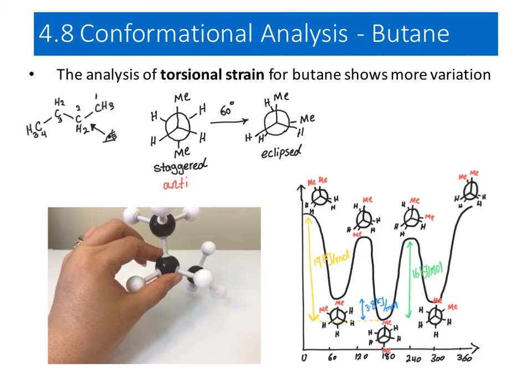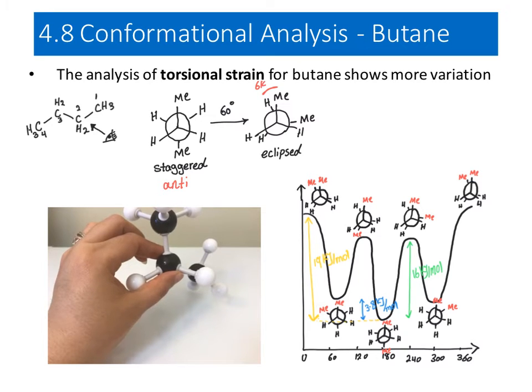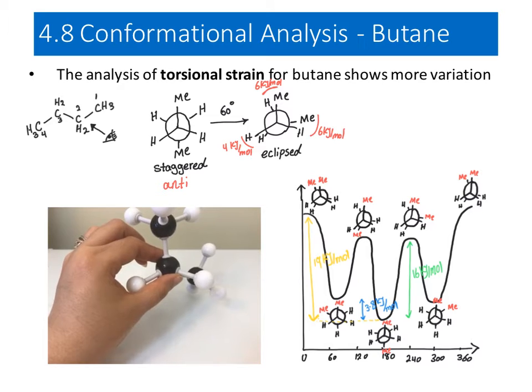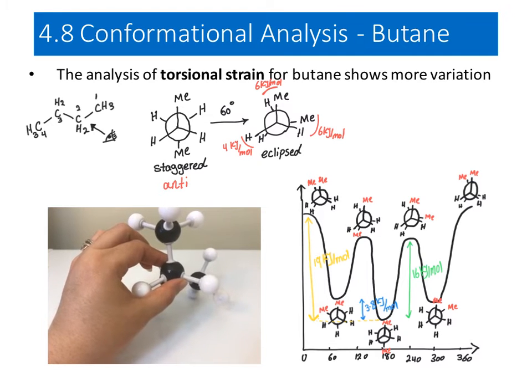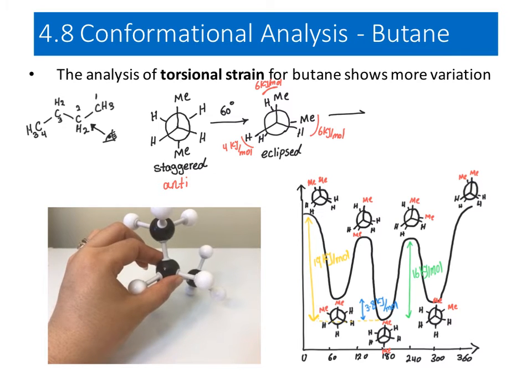Now, the energy between hydrogen and methyl is 6 kilojoule per mole. Between hydrogens is 4 kilojoule per mole. And right here we also have 6 kilojoule per mole. So the overall cost here is 16 kilojoule per mole. Now, we can rotate the molecule another 60 degrees.